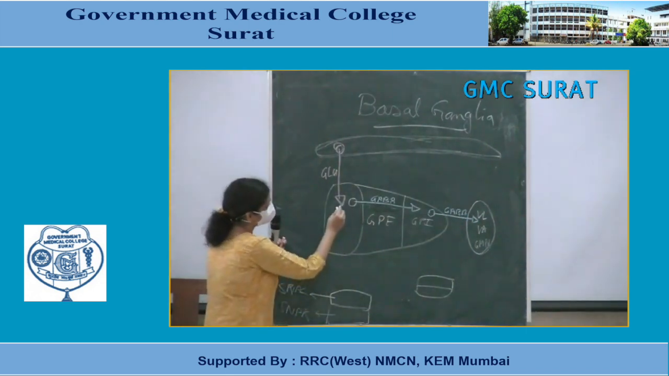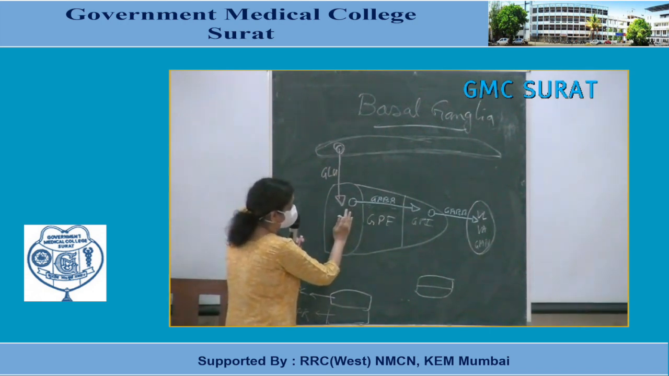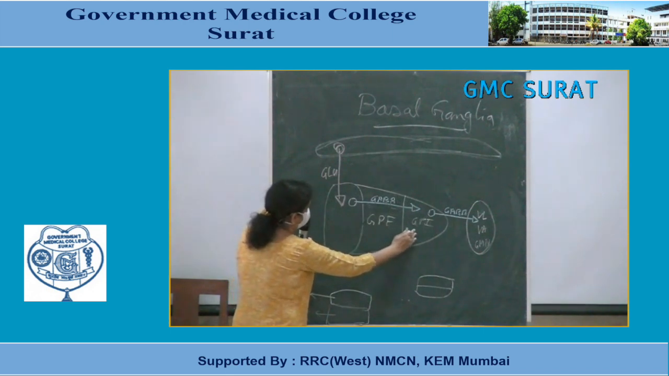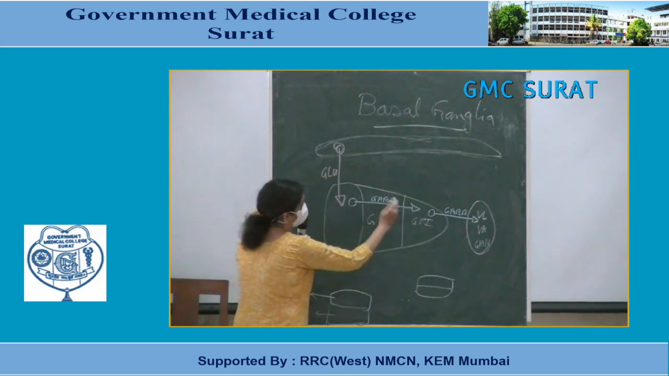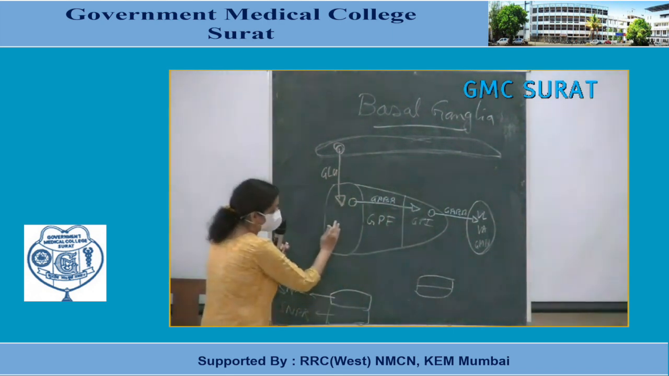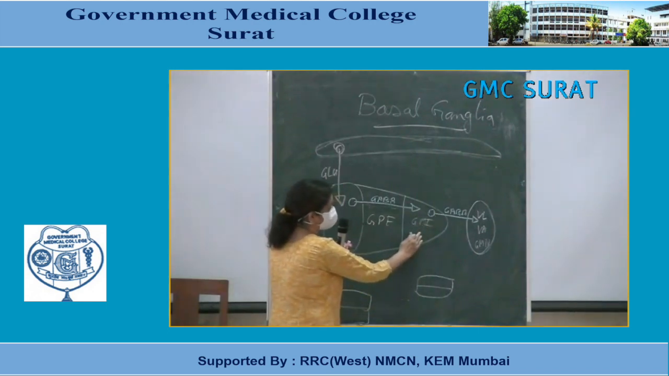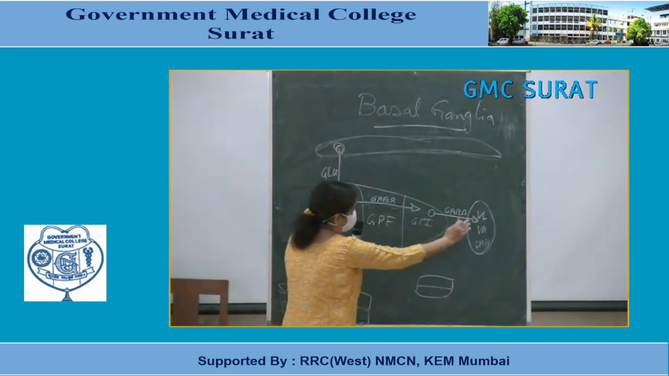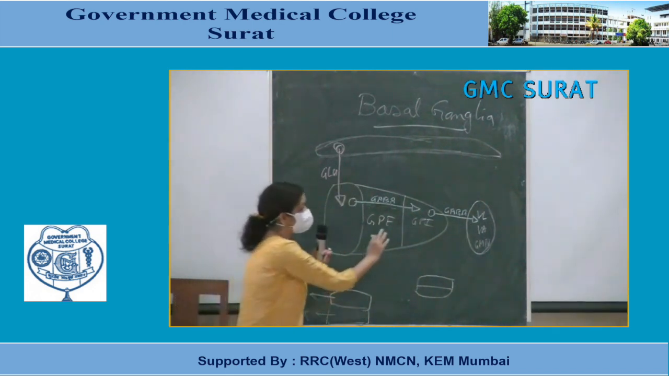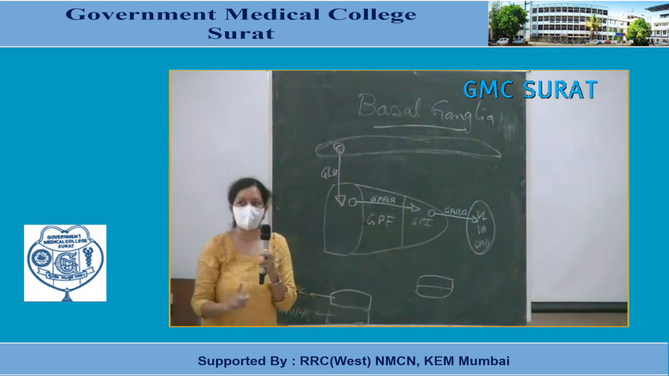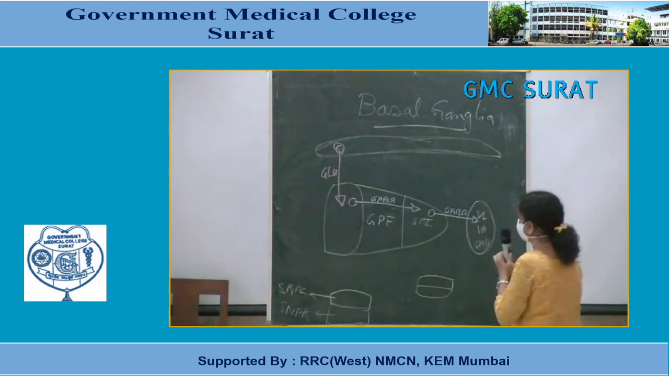Now, the fibers which are originating from the striatum and terminating in the globus pallidus internus are known as striatopallidal fibers. And similarly, the fibers which are originating in the globus pallidus internus and terminating in the thalamus are known as pallidothalamic fibers.